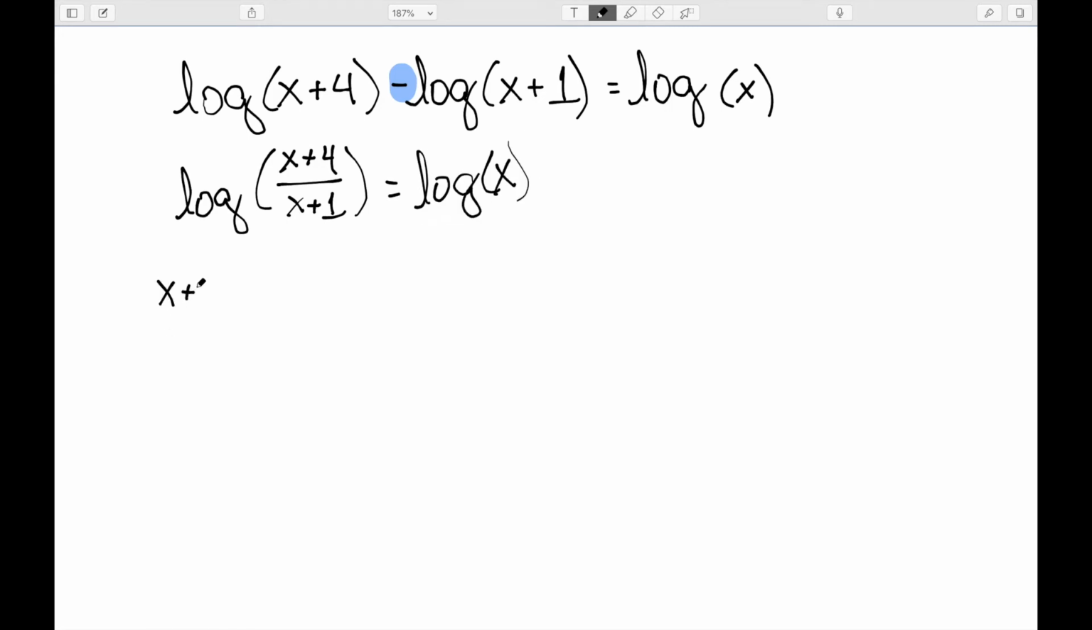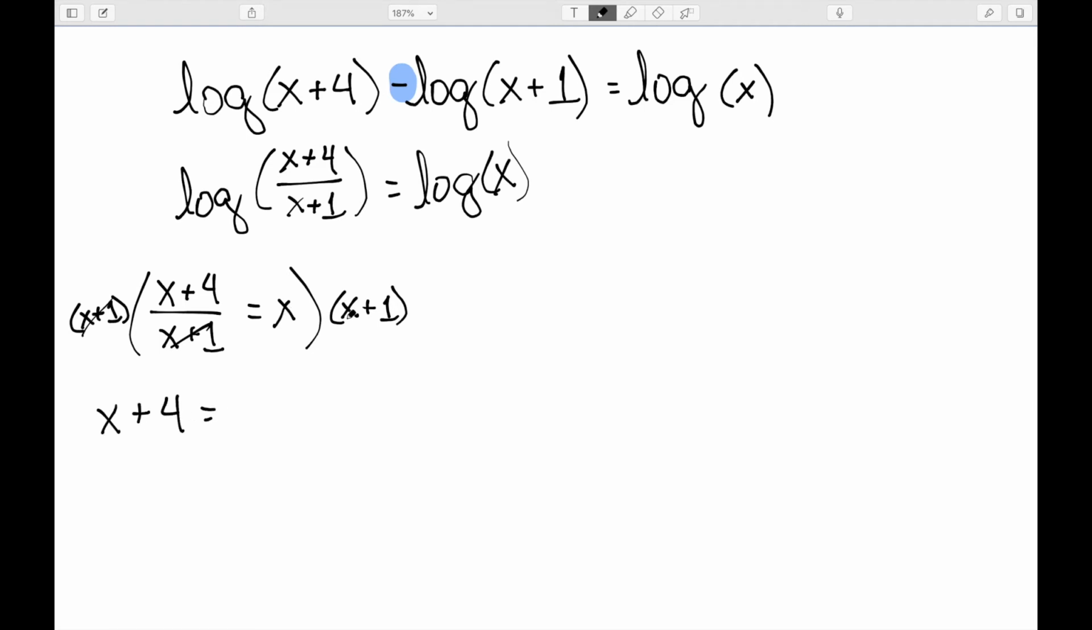We then set appropriate parts equal. Since we're taking a log on both sides, we have x plus 4 over x plus 1 equal to x. To solve this, I'm going to multiply both sides by x plus 1. On this side, the x plus 1's cancel. I'm left with x plus 4. On this side, we have x times x, and then x times 1.